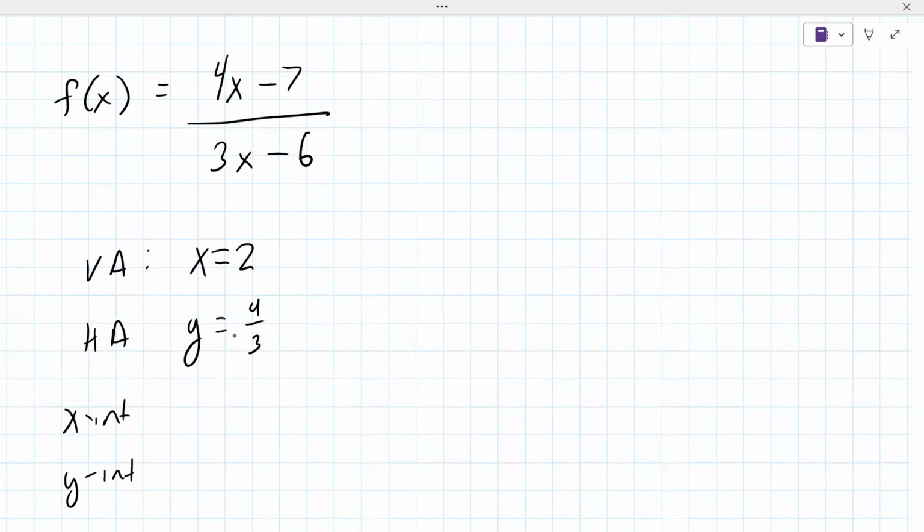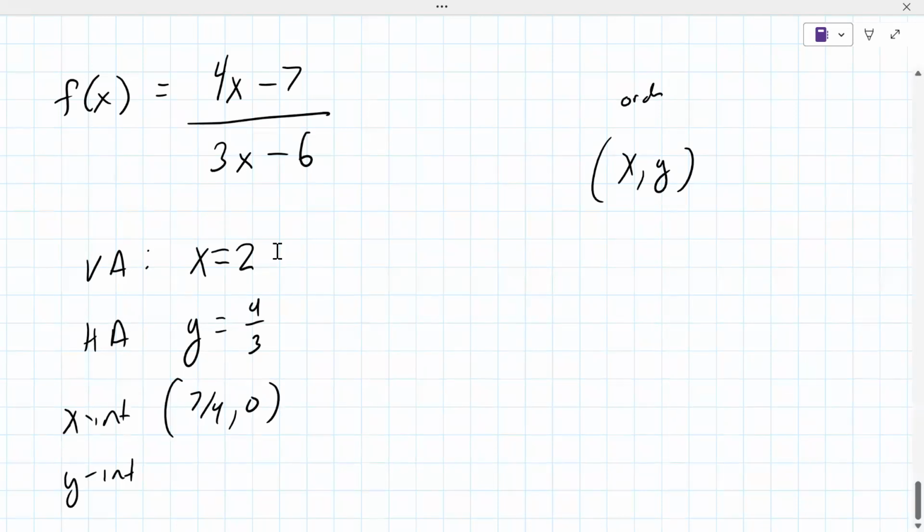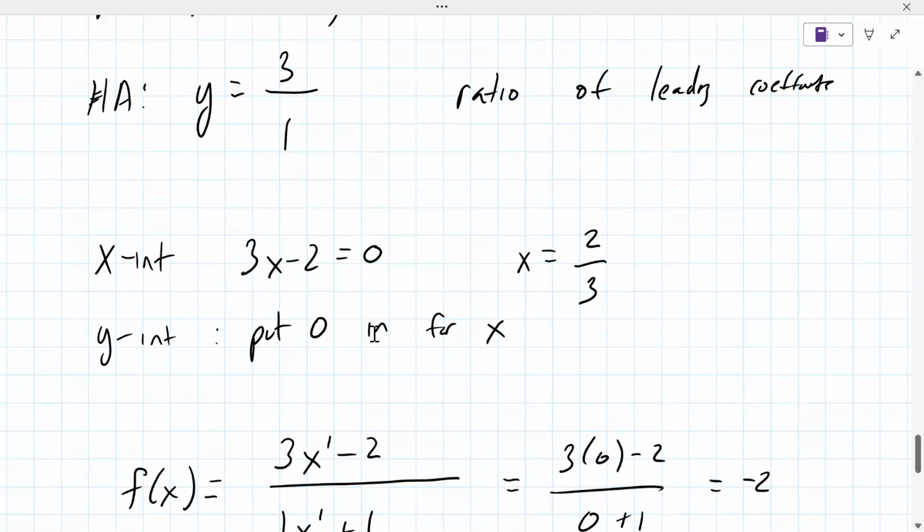All right. X-intercept. X-intercept is, let's see, 7 over 4. Okay, and what if I wanted that as an ordered pair? It would be 7 over 4 comma 0. Yes. All right, y-intercept. You had said set x equal to 0. Yep, 0 for x.